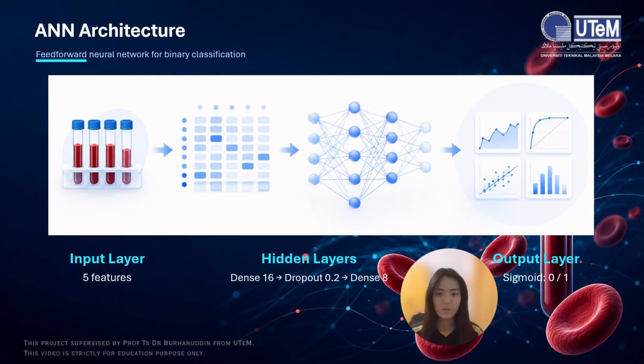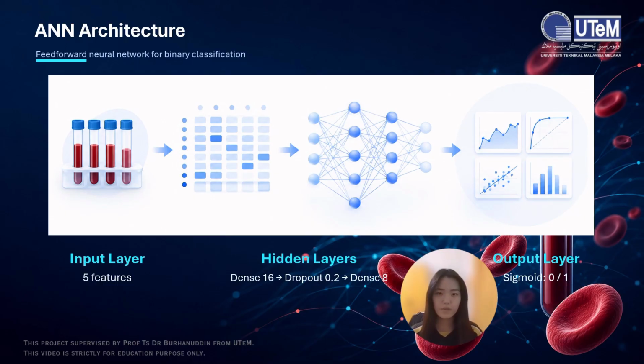After that, we added a dropout layer with a rate of 0.2. The purpose of dropout is to reduce overfitting by randomly ignoring some neurons during training. This helps the model avoid memorizing the training data too much and improves generalization to unseen data. Then, the model uses another dense layer with 8 neurons. This second hidden layer further processes the learned patterns before passing the result to the output layer.